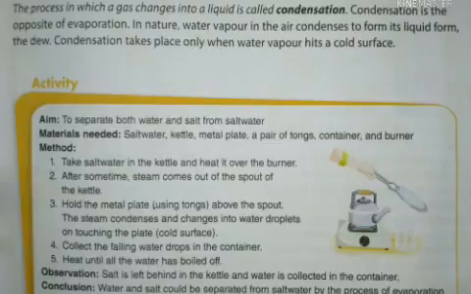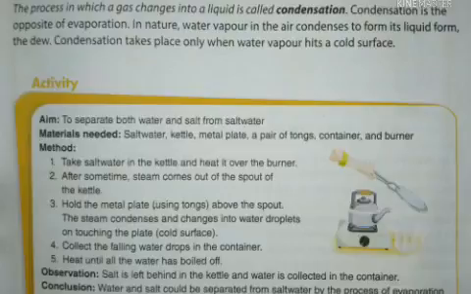The aim is to separate both water and salt from seawater. Materials required are salt water, kettle, metal plate, pair of tongs, container, a burner. First, we will take the salt water in a kettle and heat it over the burner. After some time, the steam comes out of the spout of the kettle. Next, hold the metal plate using the tongs above the spout. The steam condenses and changes into water droplets on touching the plate.